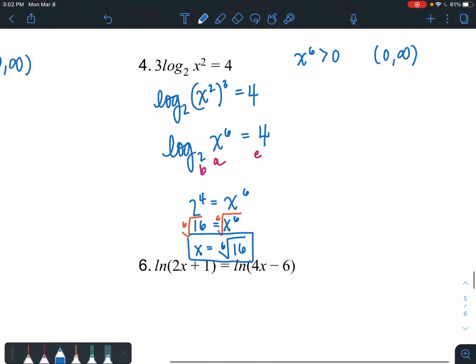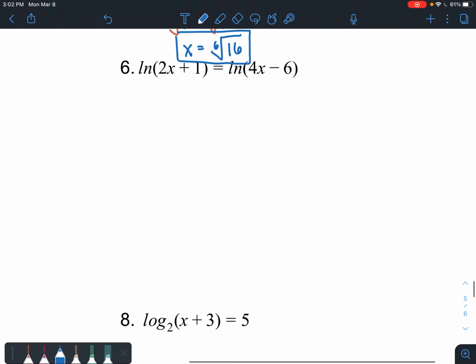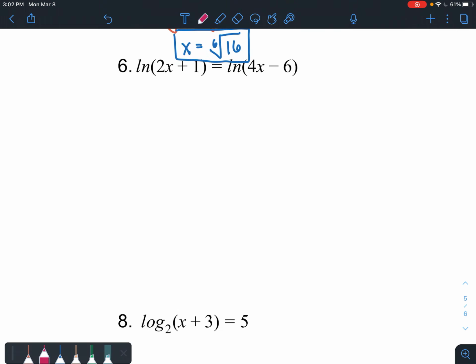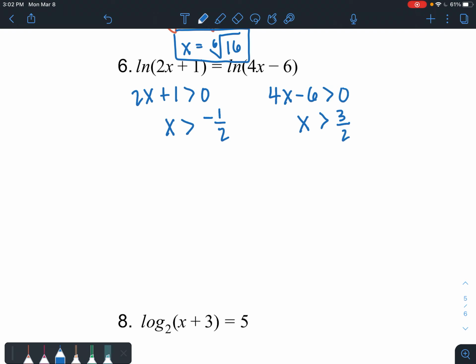Okay, let's do one more here. It's this last one, number 6. So what we're going to do is make sure that we set both 2x plus 1 greater than 0 and 4x minus 6 greater than 0 and solve. So x is greater than negative 1/2 and x is greater than 3/2. Okay, so then we're going to make our little number line here. So negative 1/2 and 3/2, and we're going to test some values.